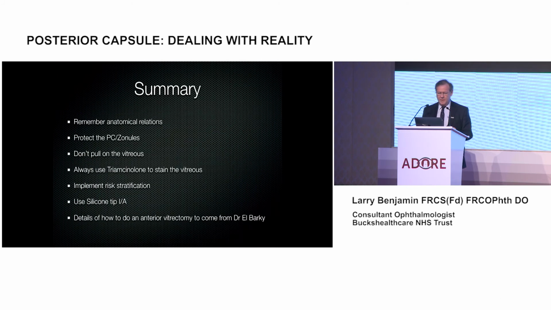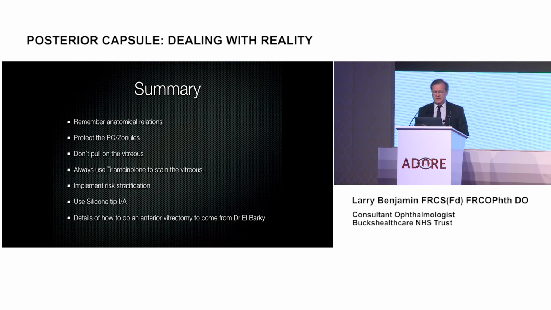So in summary, remember your anatomical relations, protect the posterior capsule and the zonules by not doing things in the anterior chamber that you shouldn't do. Certainly don't pull on the vitreous, and Dr. El-Baki is going to talk about the settings and everything for vitrectomy later on. Always use triamcinolone, I think, to stain the vitreous, and if you just implement risk stratification and a silicone-tipped IA probe, you'll reduce your vitreous loss rate significantly.